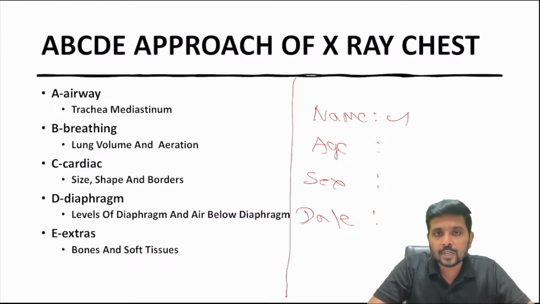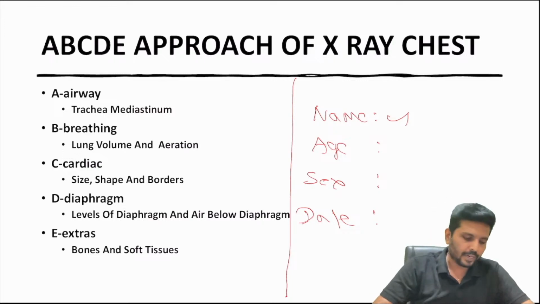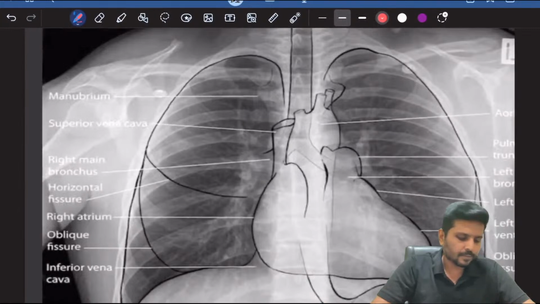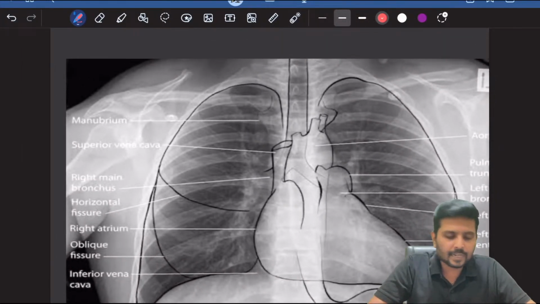That's why you need to ask whether the name is correct, age is correct, sex is correct, and the date when it was taken. After confirming all these things only, you need to look for the findings of the X-ray chest in the form of the ABCDE approach. So what are all the things that you can see in an X-ray chest? The answer is very simple.